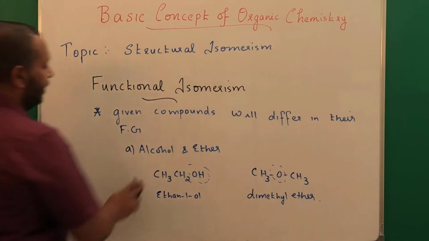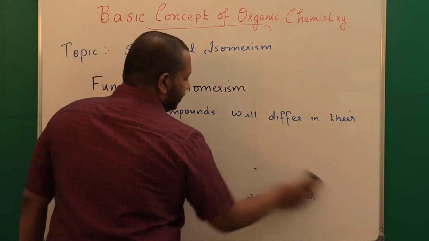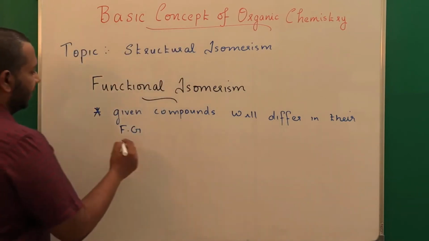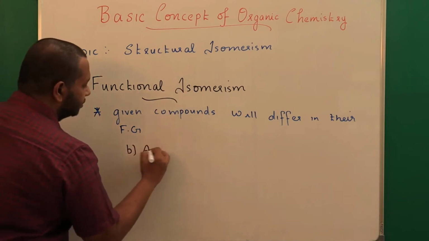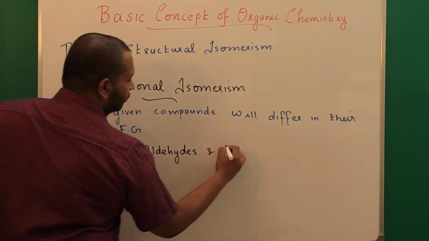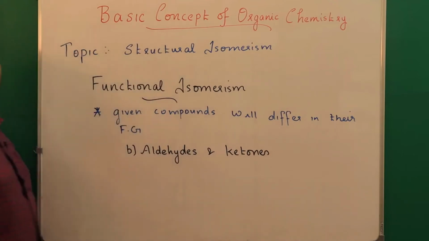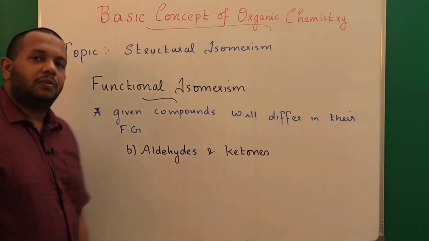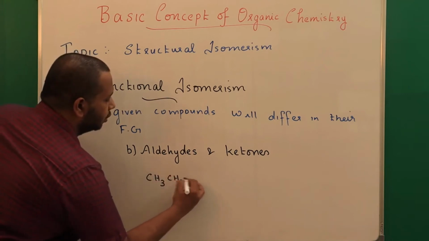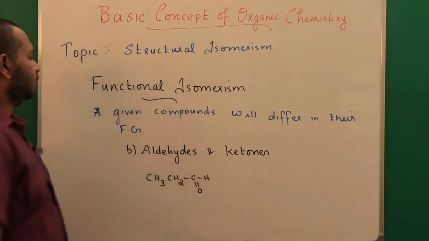Next pairing is aldehydes and ketones. Aldehydes and ketones will also show functional isomerism. Now how will you see this? We can take an example. We will take a simple aldehyde, CH3CH2CHO. You can see the CHO group connected here in the case of an aldehyde.